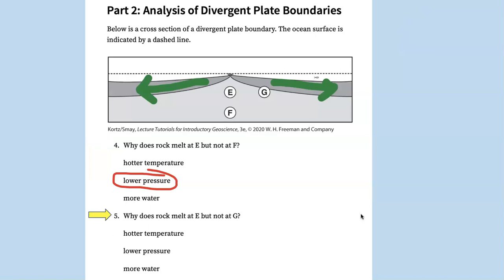The next question asks about E and G, and notice these are at the same depth. Why do rocks melt at E but not G? And that's because it's hotter directly under the mid-ocean ridge, because that's where new material is welling up from the asthenosphere. At position G, things are cooling down as they move off the central magma source.